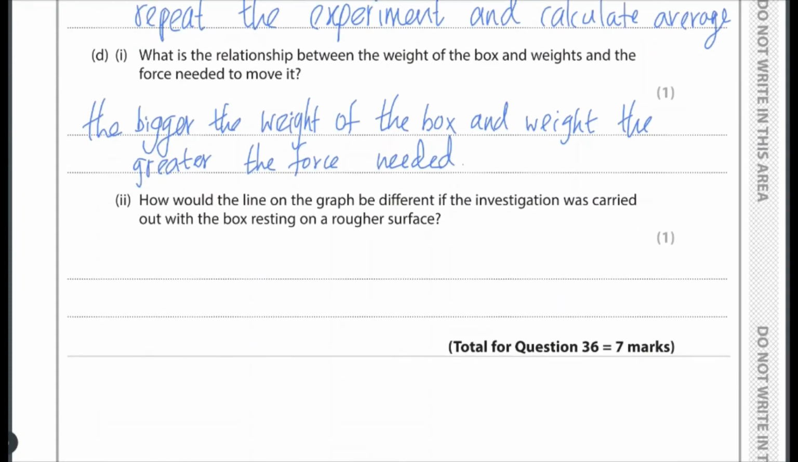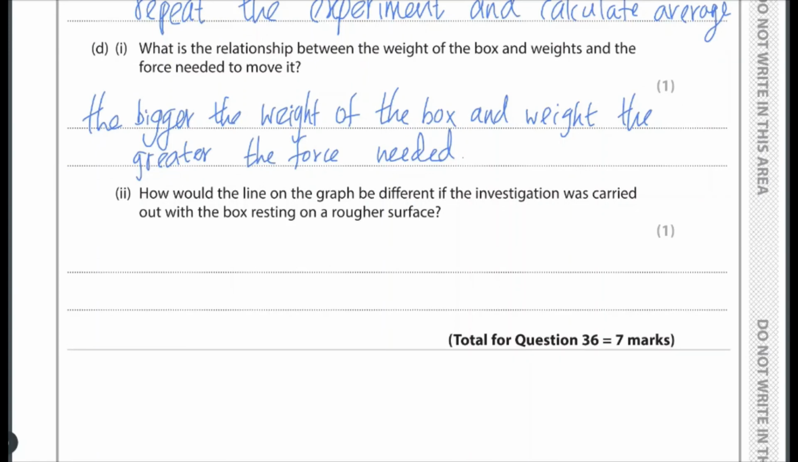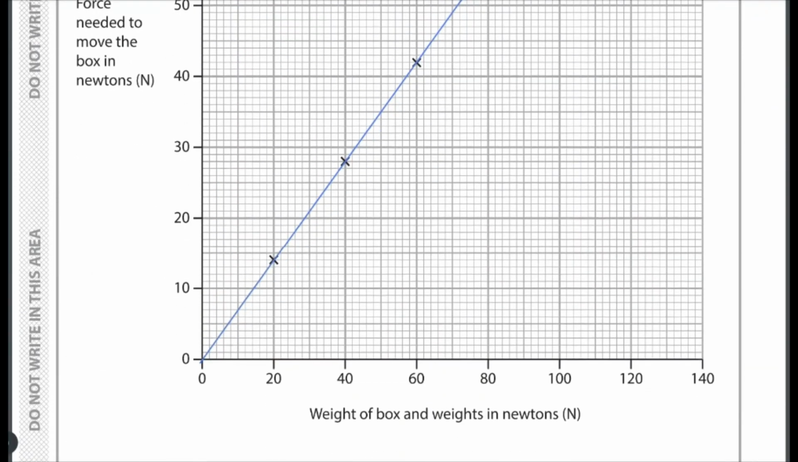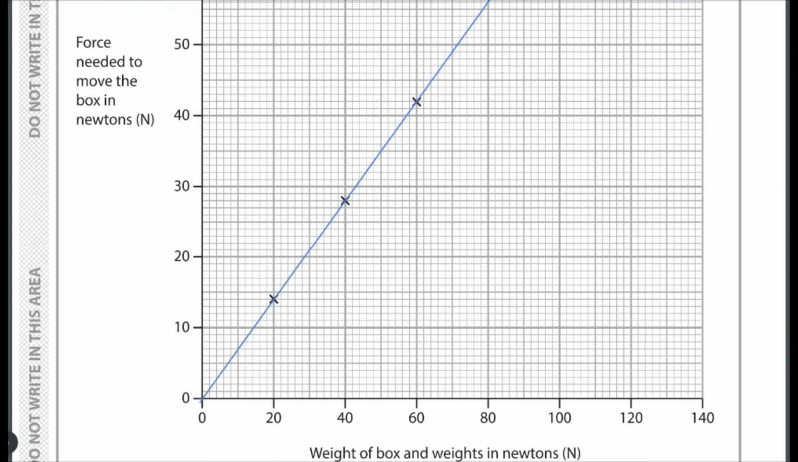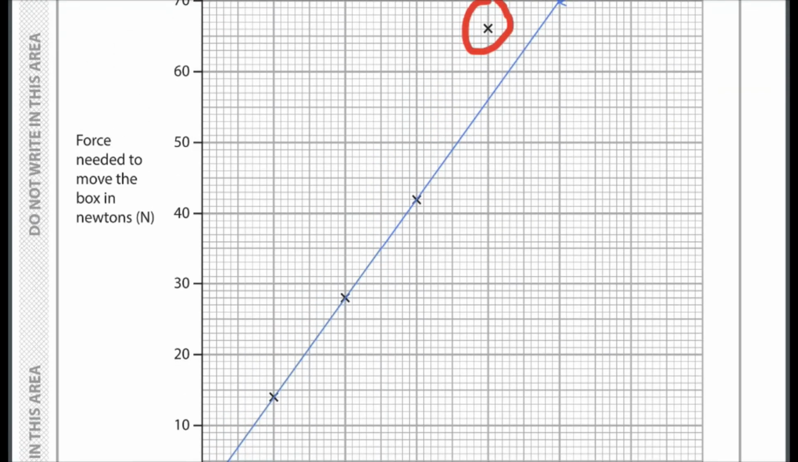Next one, how would the line on the graph be different if the investigation was carried out with the box resting on a rougher surface? We know that then there will be more friction, so more force will be needed to drag it to this side. I'll move to the graph over here. If the weight value is over there, these points will be a little bit farther away. I'll use a different color, it will be somewhere like that. So that means the line will be steeper.